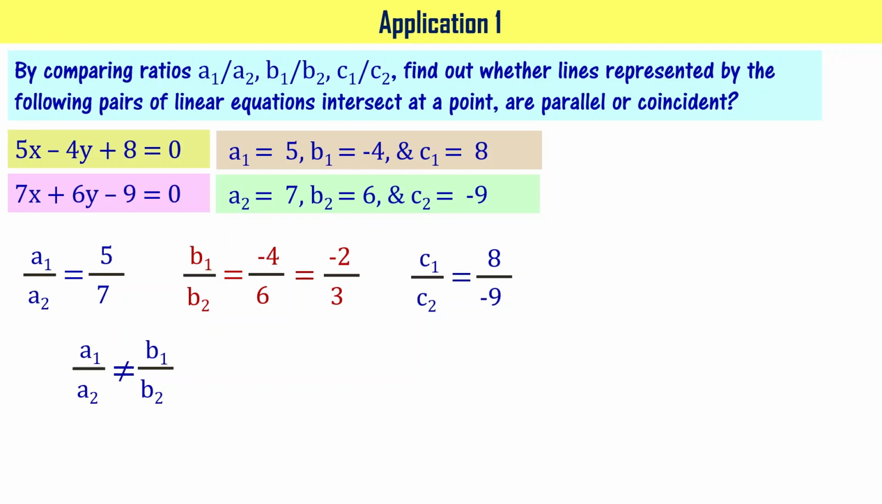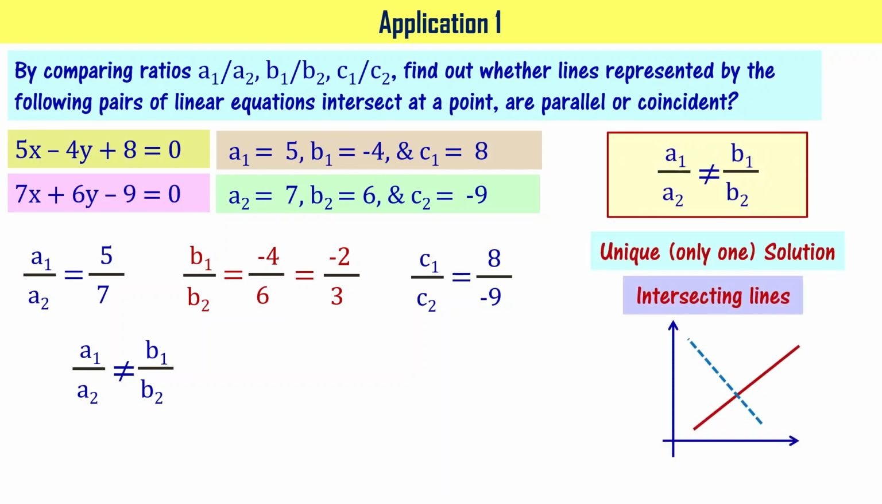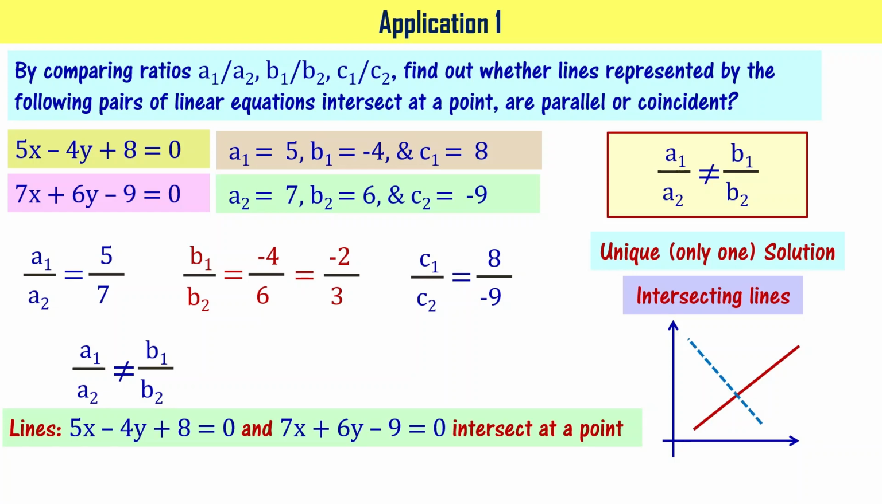When a1 by a2 is not equal to b1 by b2, we know that there exists a unique solution for the given pair of equations and the lines are going to be intersecting at a point, right? So to answer the question, we can say that the lines corresponding to the given equations intersect at a point. Let's take a look at another application problem.